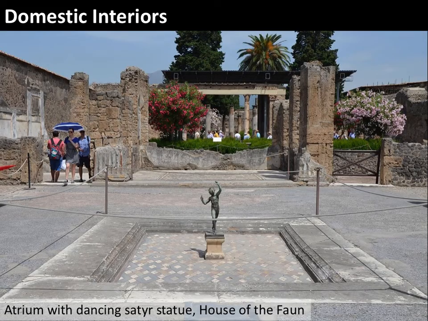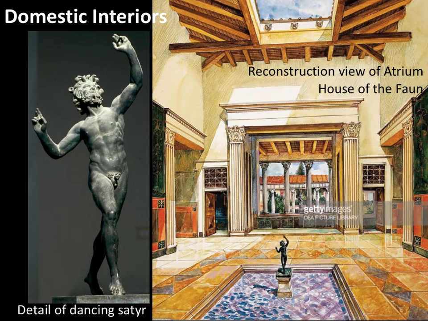Here we are in that center atrium. This is called the House of the Faun because of this dancing satyr statue in the center of this first atrium. There you see a more clear picture of the dancing satyr, how lovely and beautiful. And on the right, that's a reconstruction view of that room, of what we think that room looked like. So the satyr was probably dancing in a little pool of water.